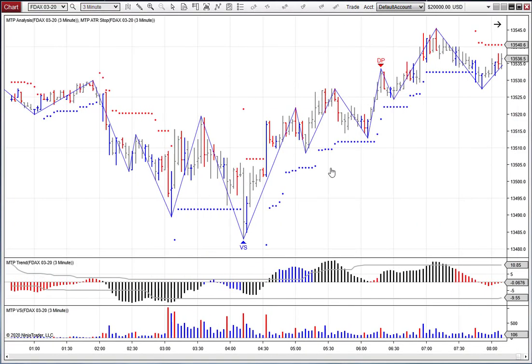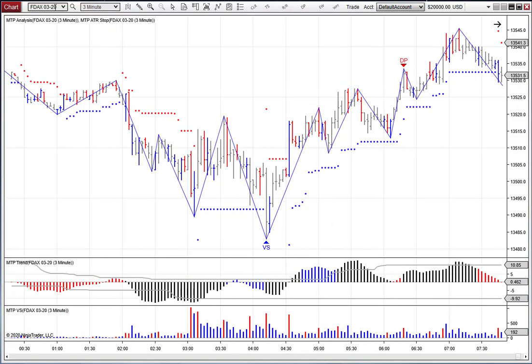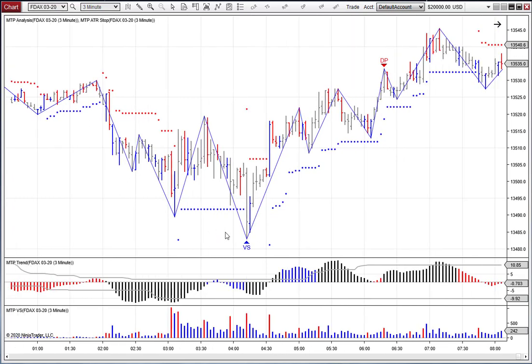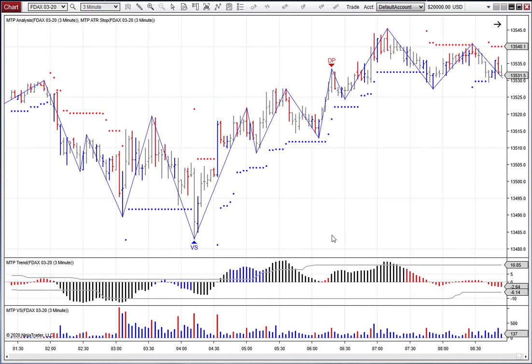Right, this is the setup I want to look at. It's on a 3-minute chart of the Dax from earlier today. As you can see, we had a nice VS buy setup. For those of you who've been following our MTPredictor videos regularly, you will know MTPredictor is not a black box system where we blindly take all our setups, perhaps in the direction of our MTP trend color.